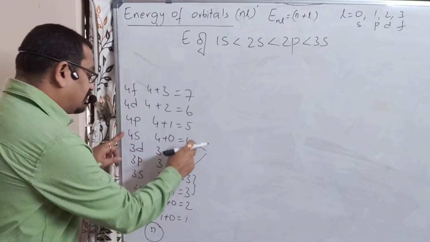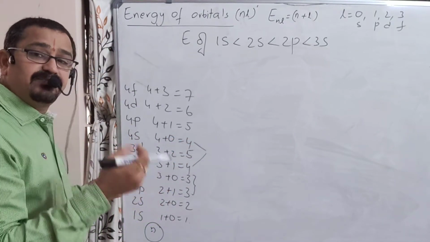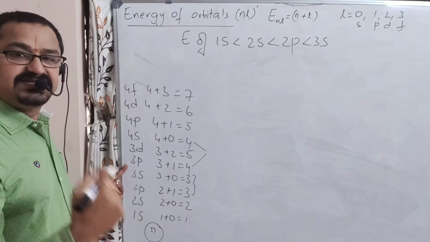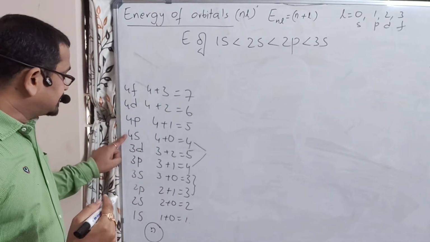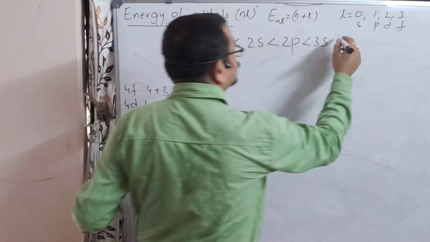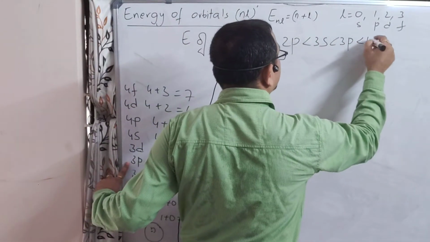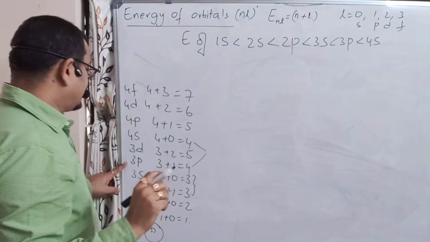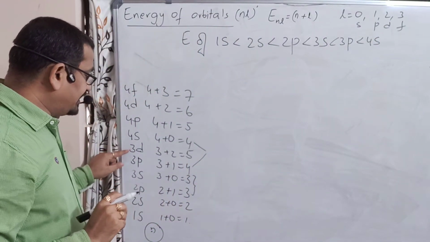So when the energy is the same for different orbitals, we have to give preference to the least value of principal quantum number. 4s has principal quantum number 4, and 3p has principal quantum number 3. So the energy of 3p is less than 4s. Now, after 4s, 3d is left.